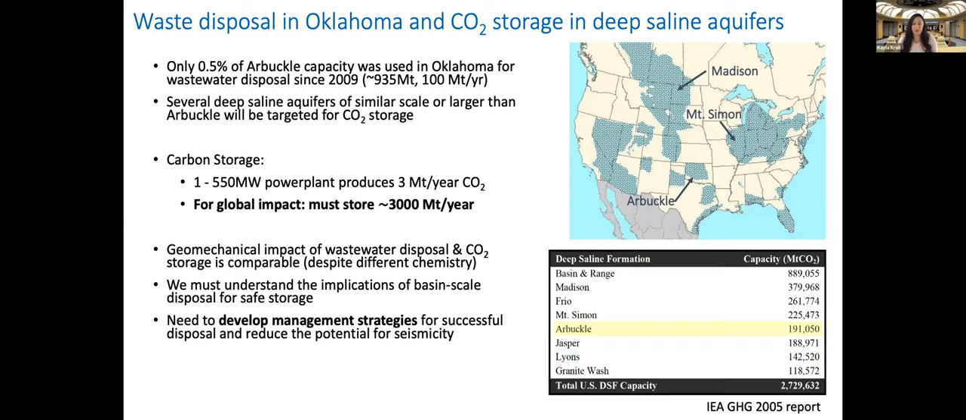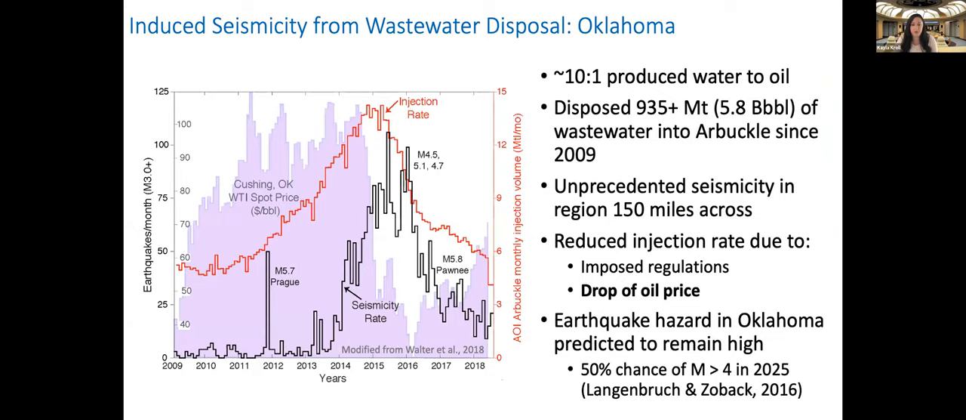So just to look at Oklahoma a little bit further, here the seismicity rate was closely tied to the injection rates, which were in turn directly related to the price of oil. So what we see here in this somewhat outdated figure is that when the oil prices are high, as shown in purple, the production from the region is profitable, despite the fact that they're producing about 10 barrels of water for every barrel of oil.